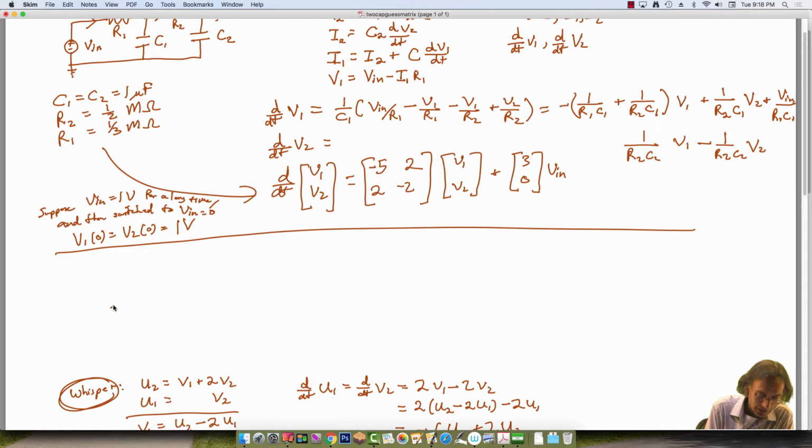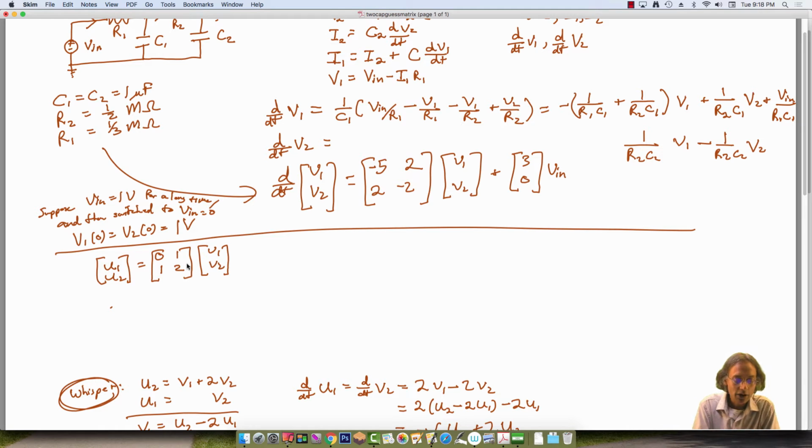So notice that we had this change of coordinates, which we can write in vector matrix form in the following way. We will write u1, u2, the vector, equaling some matrix times v1, v2. So what is this matrix? Well, u1 equals 0 times v1 plus v2. u2 equals v1 plus 2v2. So we have this matrix that represents how you get from v1, v2 to u1, u2. Great, that's nice. So, how do we go the other way?